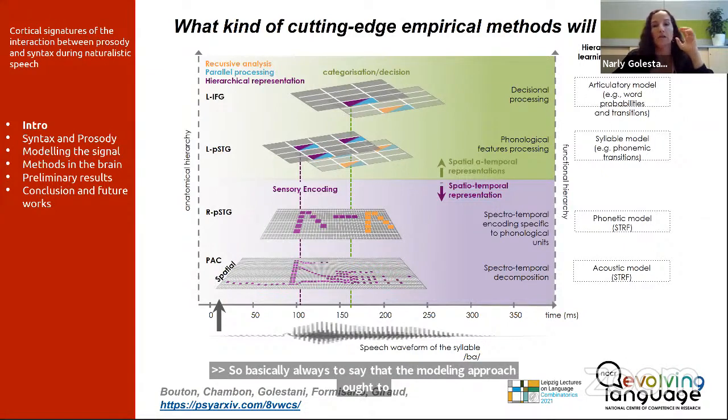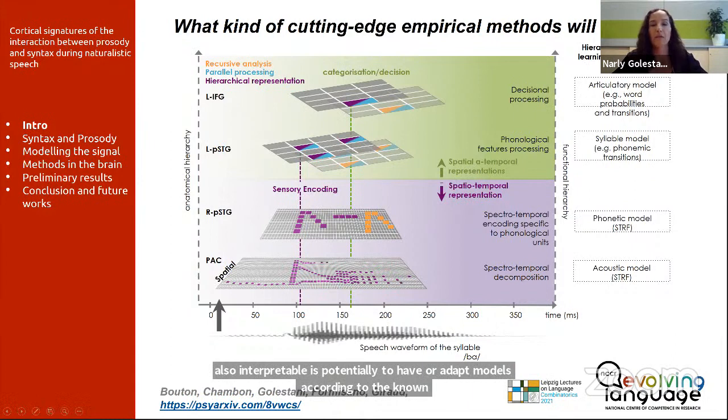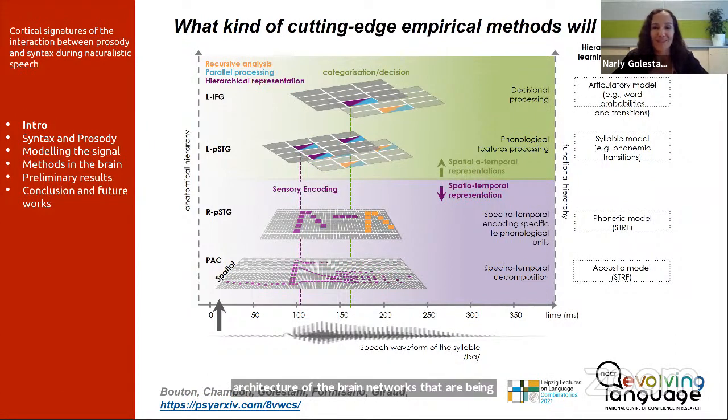And again, we think that one good solution in terms of having analyses, studies that are innovative but also interpretable is potentially to adapt models according to the known architecture of the brain networks that are being examined in the study. So I will now pass on to Giulio, who will take over from here.